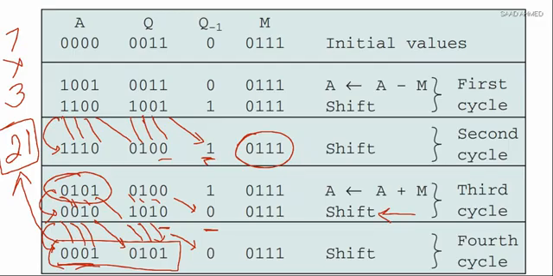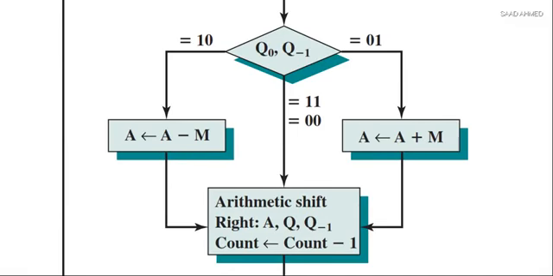I hope you have found it understandable, and you can work out your example yourself. Just remember to do the arithmetic shift properly and follow the flow chart, which is this one.